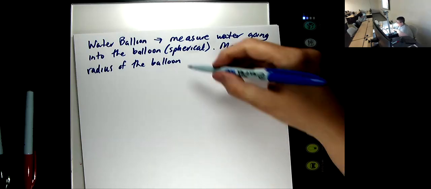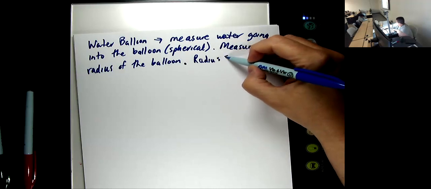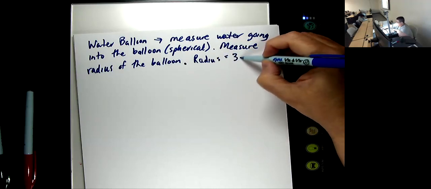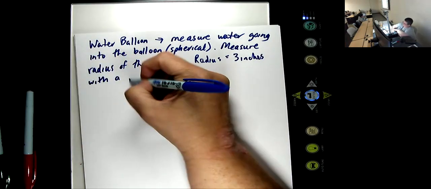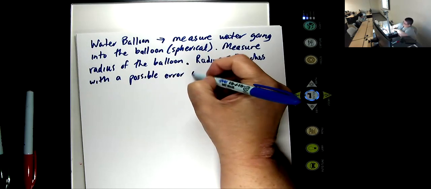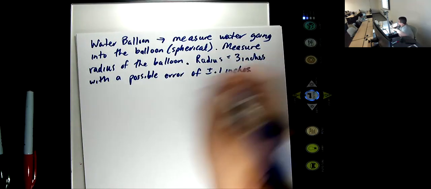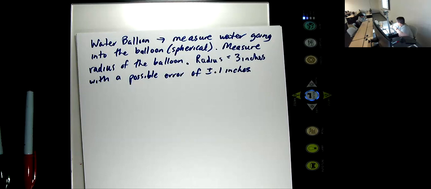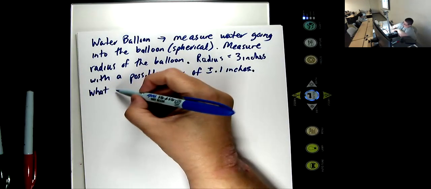Your measurement says that the radius equals 3 inches, with a possible error of plus or minus 0.1 inches. What is the corresponding error in volume?